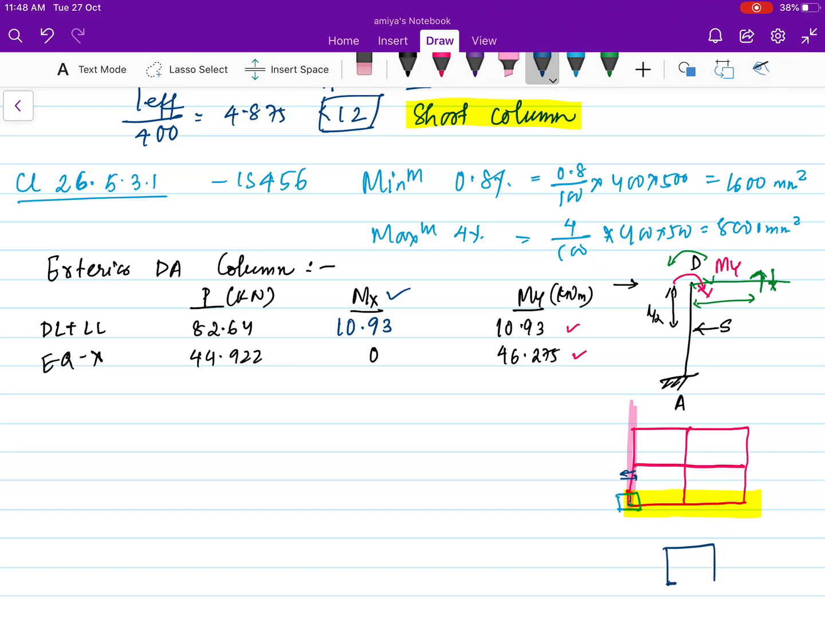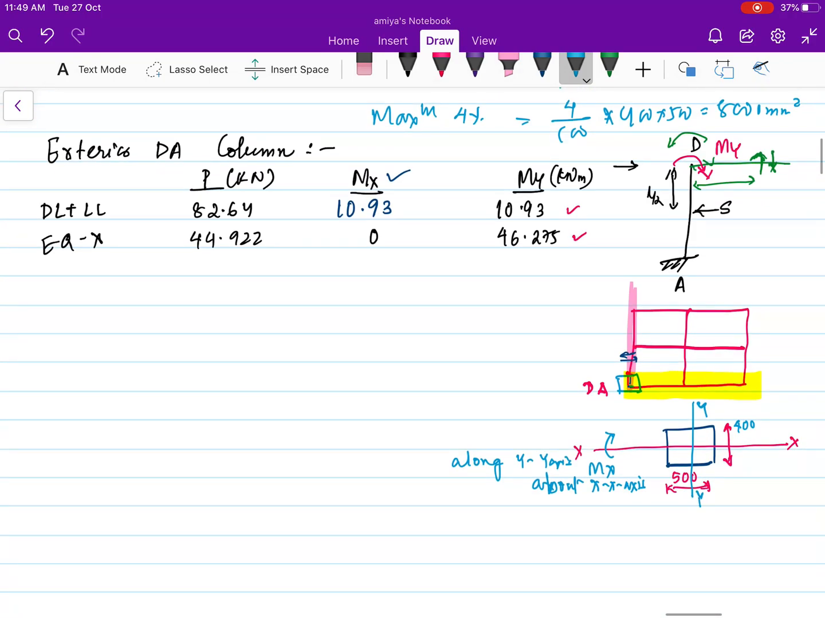So drawing this column, we have the x-axis. So we have taken this DA column. I'm going to draw it. This is 500 and this is 400, right? So our Mx is moment about x-axis. If you refer to some books, you may find moment along x-axis and about x-axis. That means if I write Mx, it is about x-axis, or I can also say along y-axis. Okay, so this is our y-axis. So now the moments that we have calculated, My is this and Mx is this.